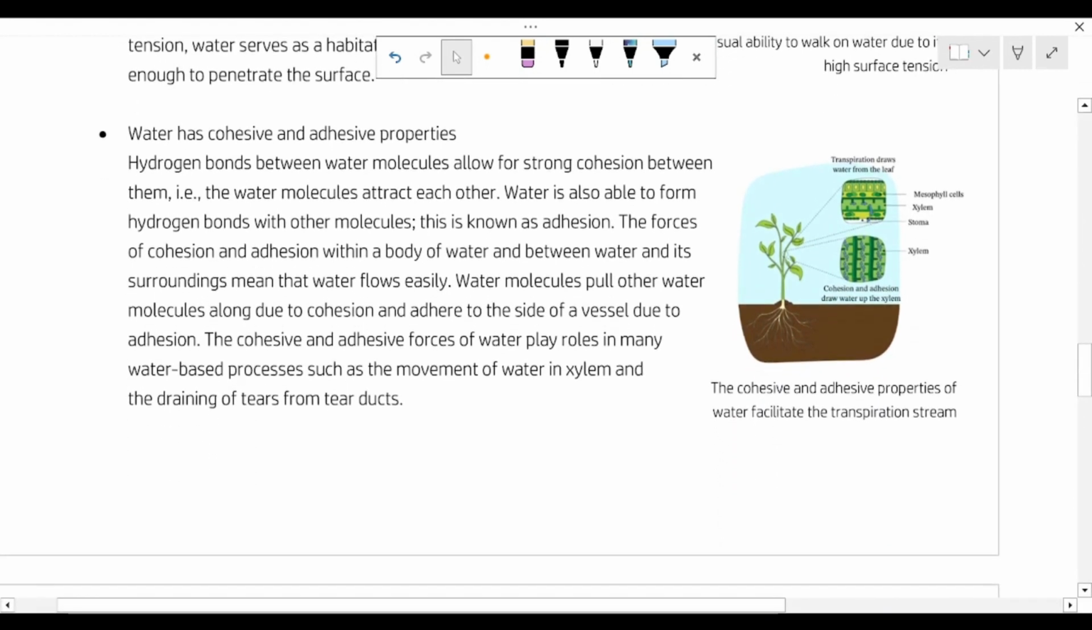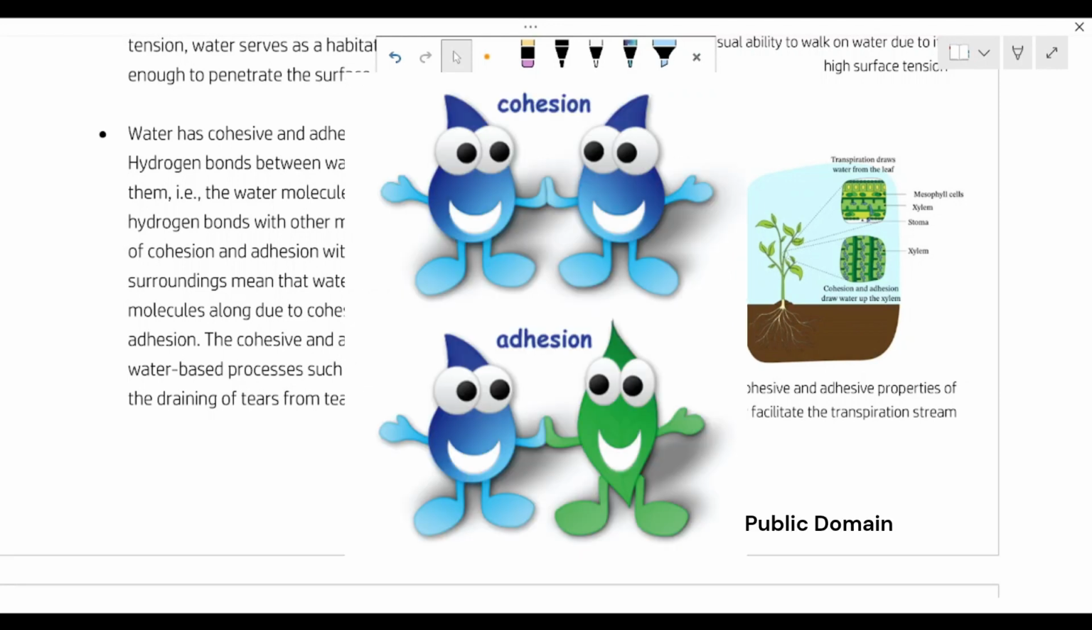Next, water has cohesive and adhesive properties. Hydrogen bonds between water molecules allow for strong cohesion, which just means that the water molecules attract each other. Water is also able to form hydrogen bonds with other molecules, and that's adhesion. So cohesion means that water molecules attract each other. Adhesion means that they are able to form bonds or are attracted to other molecules.